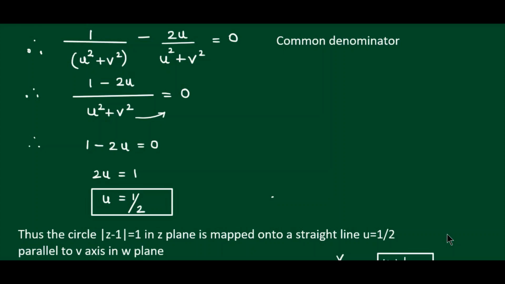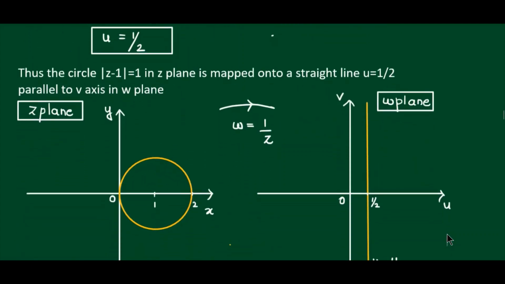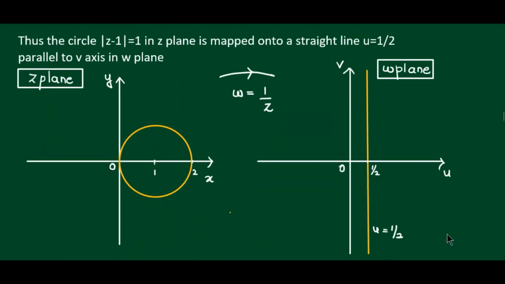If in the question they have asked you to find the image, you can stop here. But if they have asked you to sketch the image as well, then you can proceed with sketching both the z plane and the w plane and the corresponding curves. Here I have drawn a circle with radius 1 and center (1, 0), and then the image is transformed to a straight line which is parallel to the v axis, which is u equal to 1 by 2.